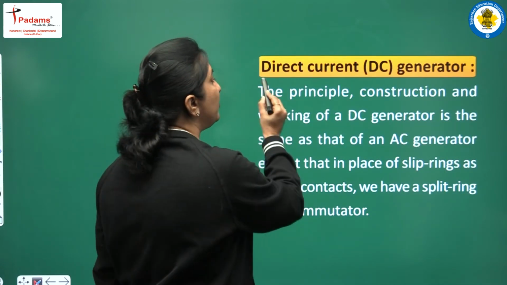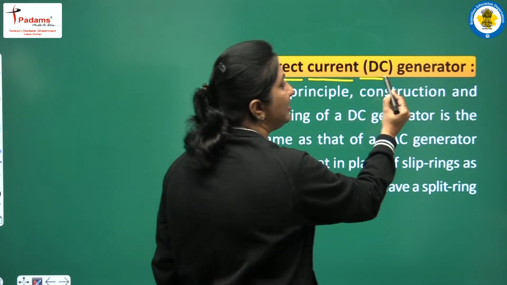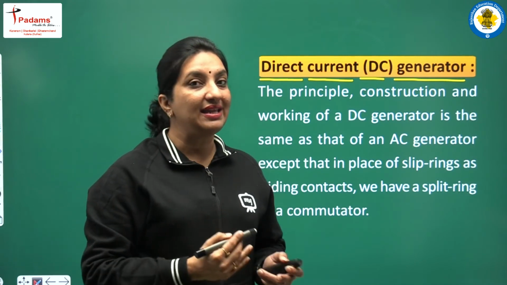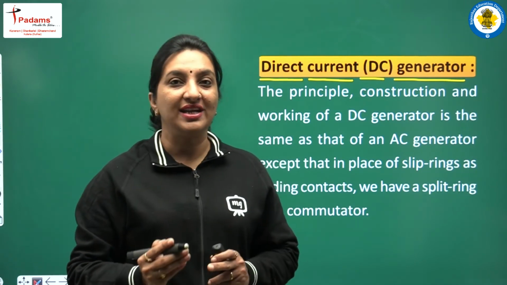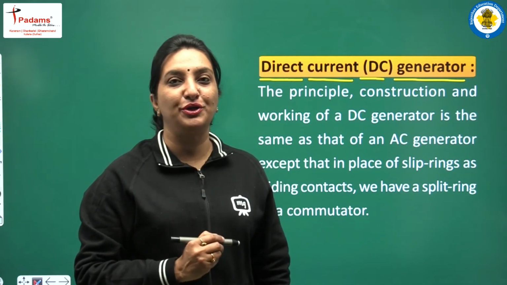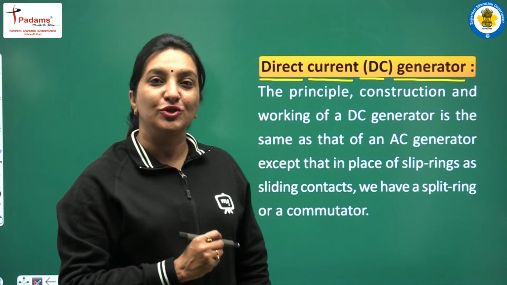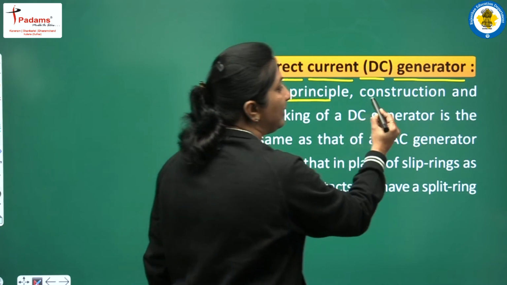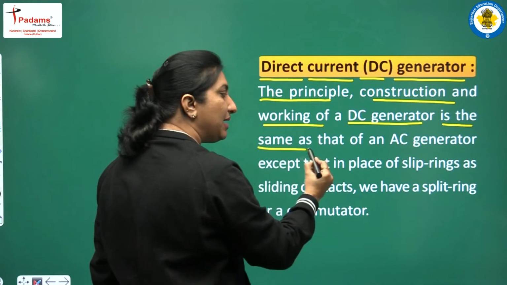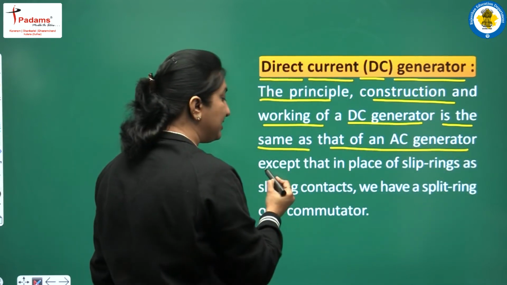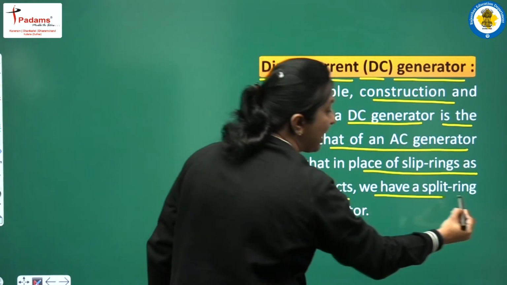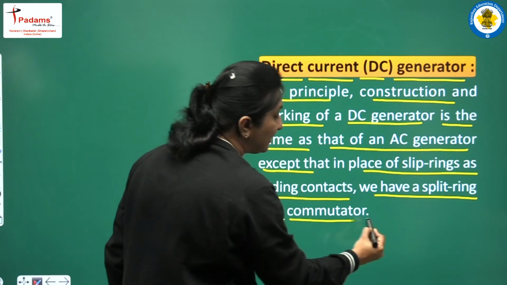Now students, we will learn about the direct current DC generator, and here as the name indicates, mechanical energy is going to be converted into electrical energy which is of direct nature, that is the electricity hence produced is direct current. So students, the principle, construction and working of a DC generator is the same as that of an AC generator, except that in place of slip rings as sliding contacts, we have a split ring or a commutator.